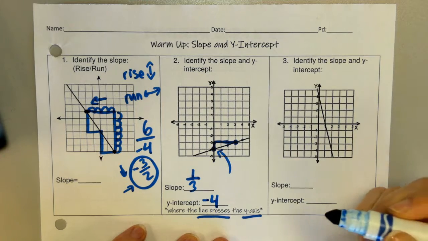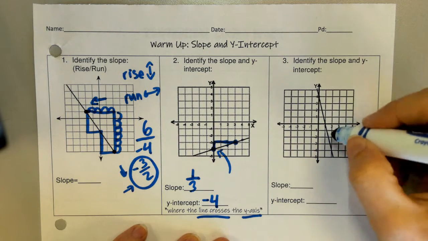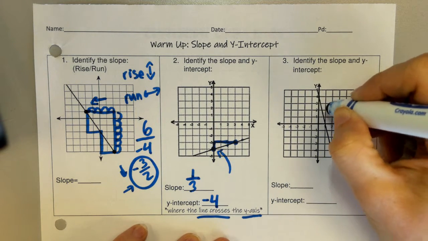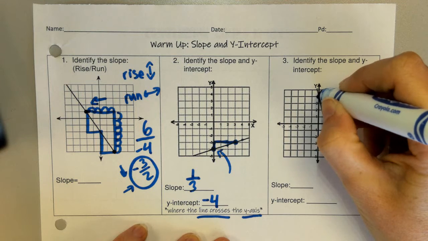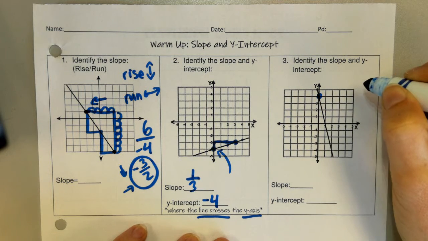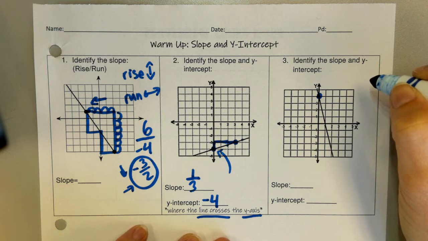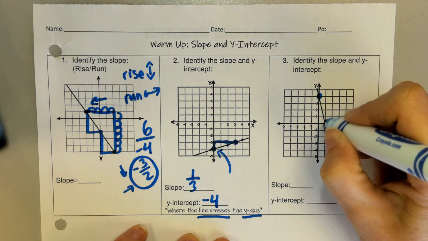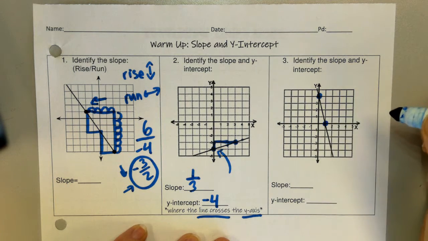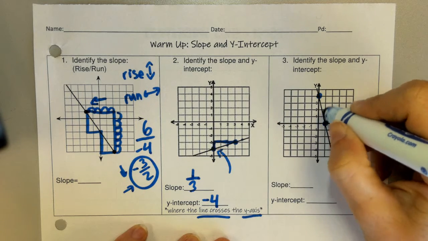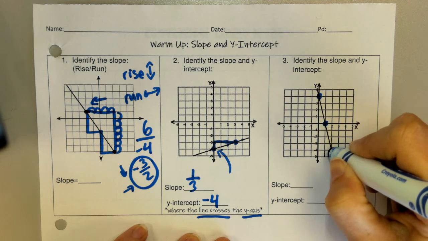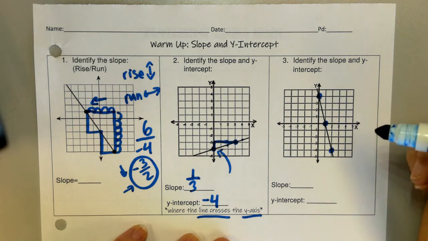Negative 4. So again, we have to find our nice ordered pairs right here. This point is exactly at 0, negative 4. Your y-intercept will usually be a nice point to pick for the slope. And what's this point? 1, 0. So these are both nice points. I could have also picked this point, 2, negative 4. They'll all work.